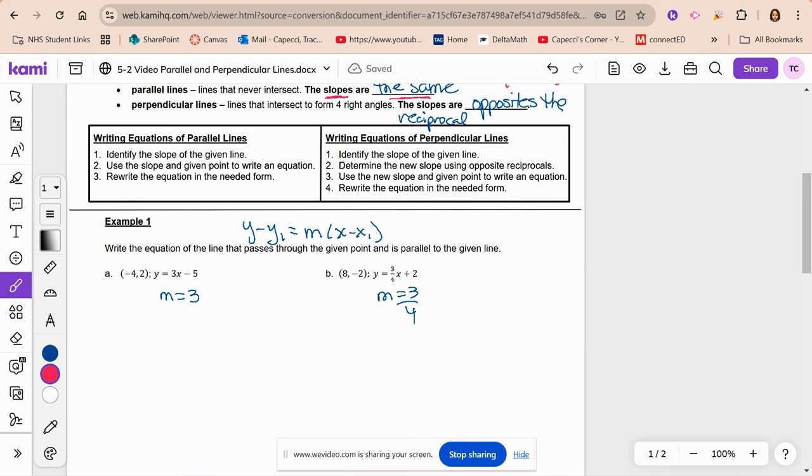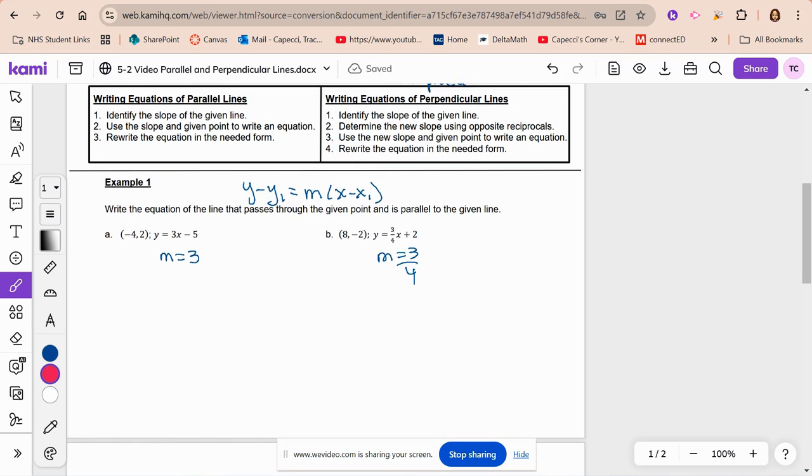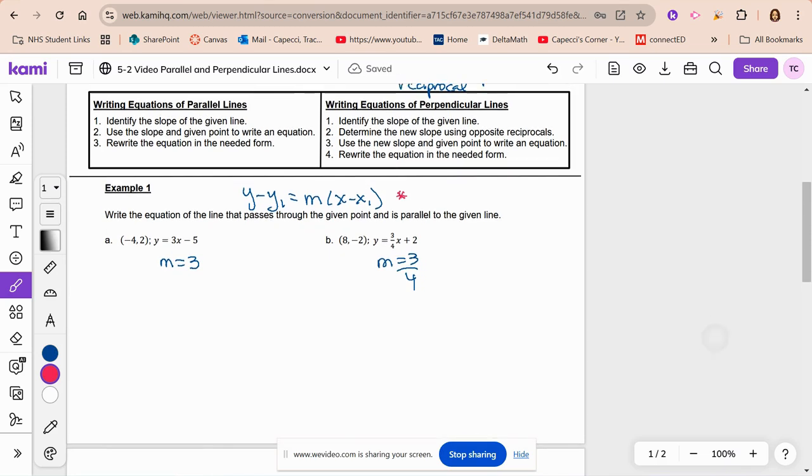Okay? So we're going to write equations of parallel and perpendicular lines. The slope is going to be super important as we're going forward. Okay. So let's look at example 1. Again, I put the point-slope form here in case we need it. It says write the equation of the line that passes through the given point and is parallel to the given line. So basically what that means is I have a line and I have a point, and I want the equation of the line that goes through that point that I'm giving you and is parallel to the given line. So we know that the slopes have to be the same.